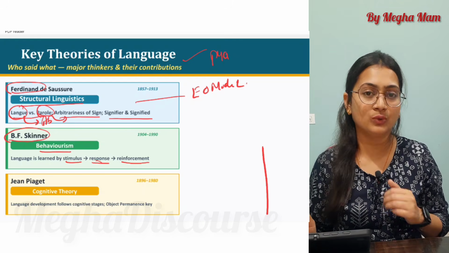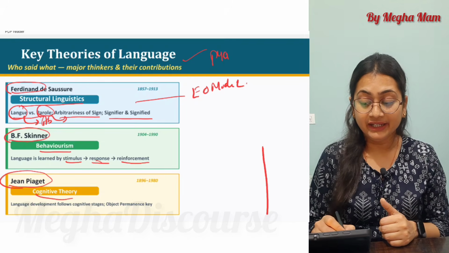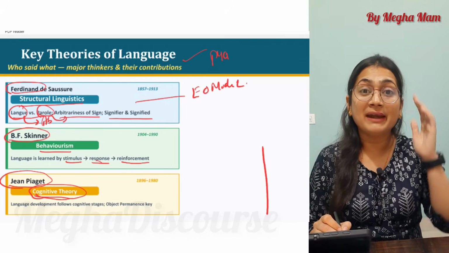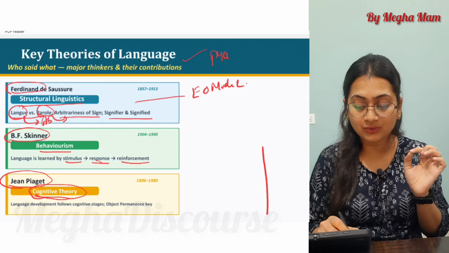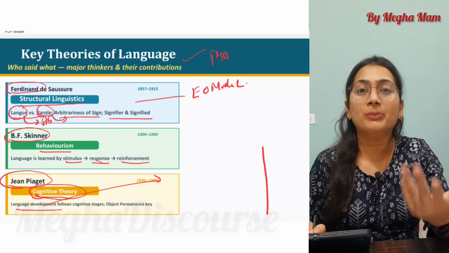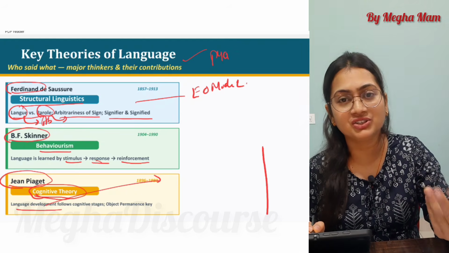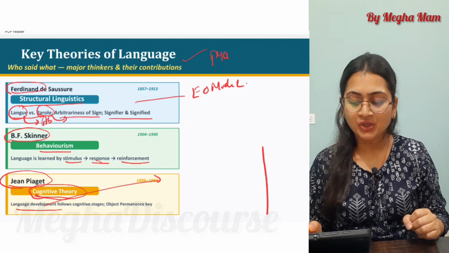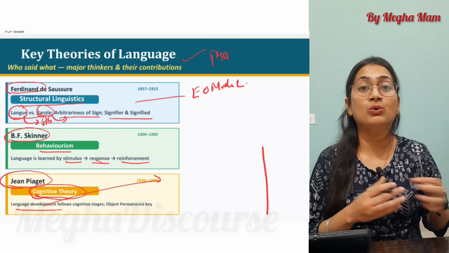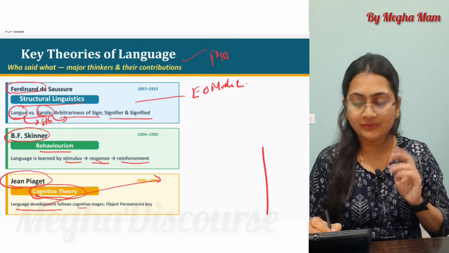Maybe vice versa. Okay, then we have Jean Piaget. He is a psychologist. He gave the cognitive theory, the mental development of a child. He gave four stages: sensory motor, 0 to 2 years, pre-operational, concrete stage, and formal stage, up to 11 years, of the child's mind development. That is how we learn how the child adapts language. These are the cognitive stages.